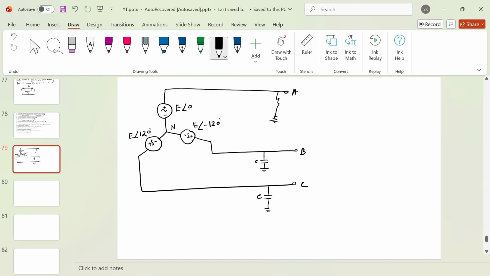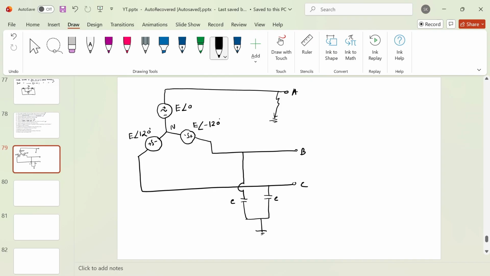Now maybe I can do one thing. I can club these capacitors. Let's say I have this capacitor C, and I am showing it this way. I can show it here. I can show it like this way.